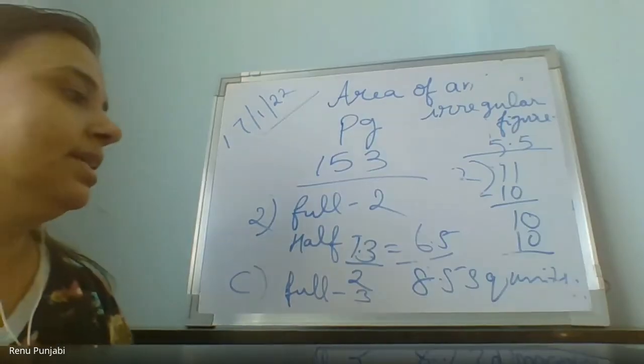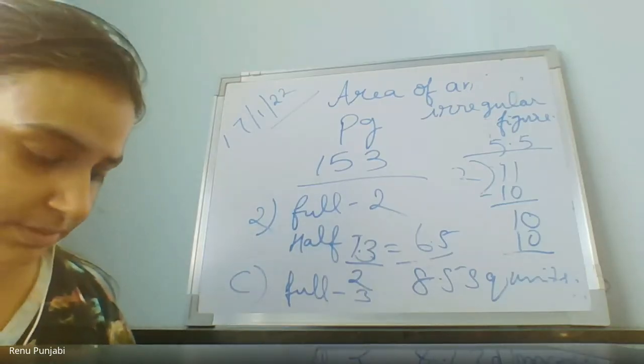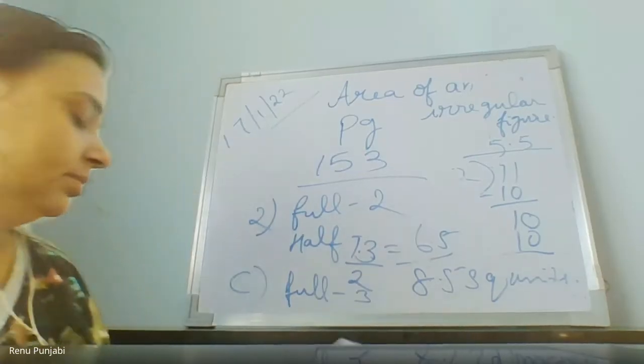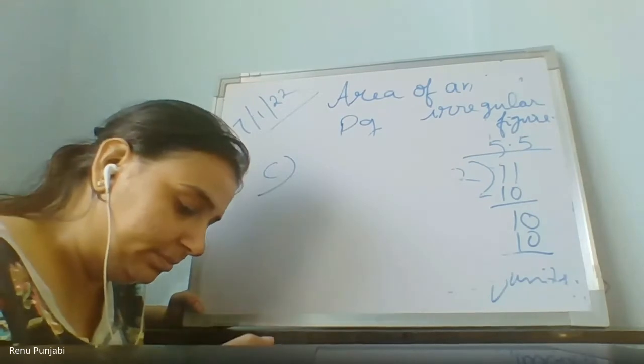D1 is 6.5 square units. B1 is 8.5 square units. Ma'am, D1 is 6 square units and B1 is 6 square units. 6.5 square units. Ma'am, the C1 is 12 half. C1 is how many full? 3 full. Ma'am, C1 3 full.